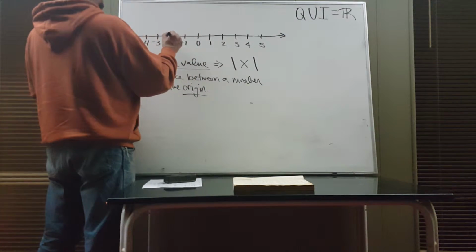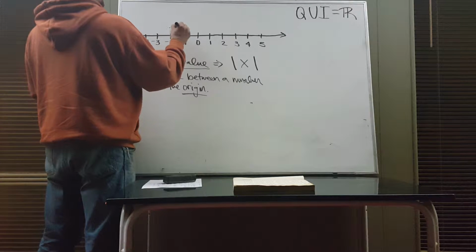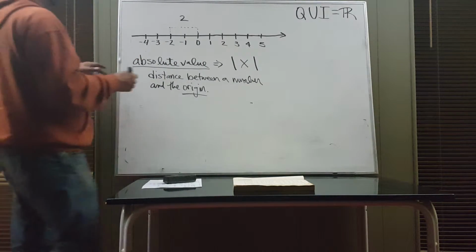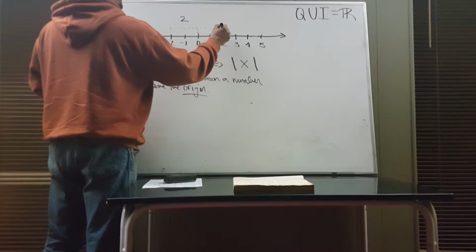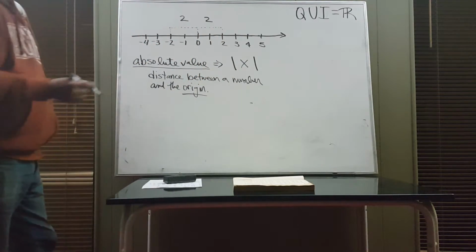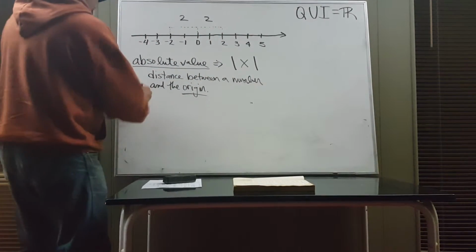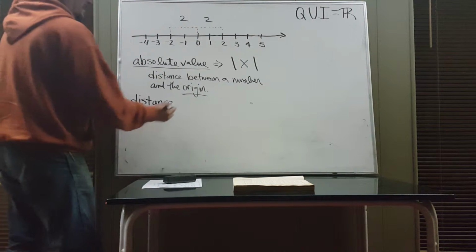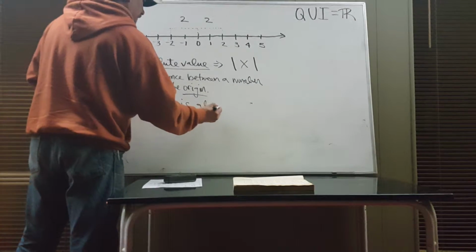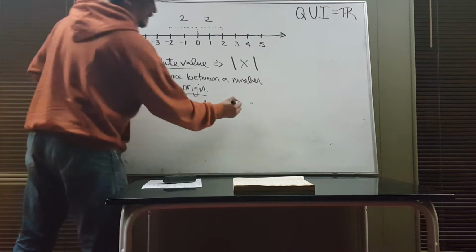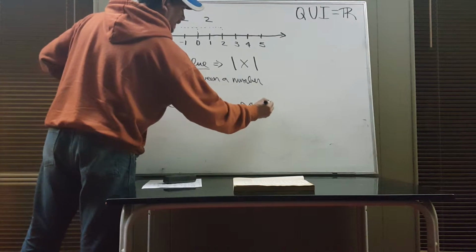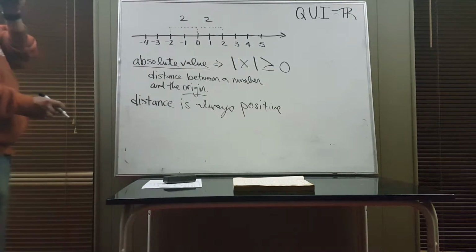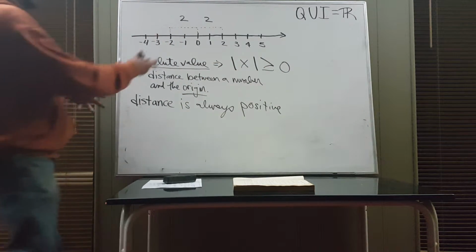If you notice here, let's look at -2. You can see that -2 is 2 units from the origin, and positive 2 is 2 units from the origin. One thing that's very important, and I think you should already know, is that distance is always positive. So we could say that the absolute value of a number is always greater than or equal to 0. It's always positive, or we're at the origin.